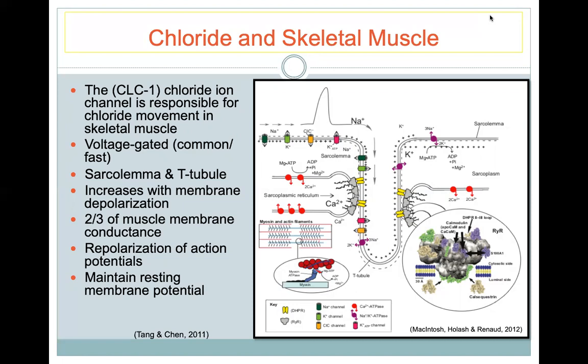Chloride accounts for 2/3 of muscle membrane conductance. And chloride conductance is important as it contributes significantly to repolarization of action potentials and helps to maintain the resting membrane potential of the skeletal muscle.